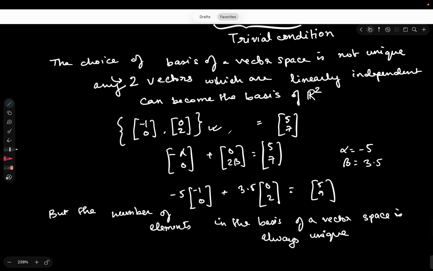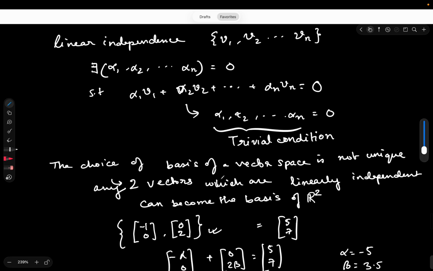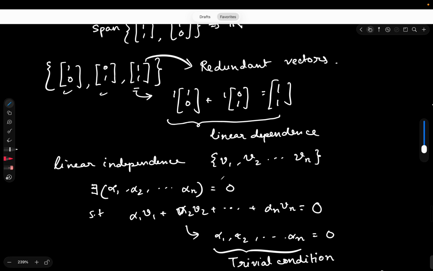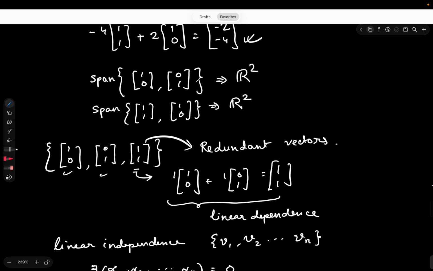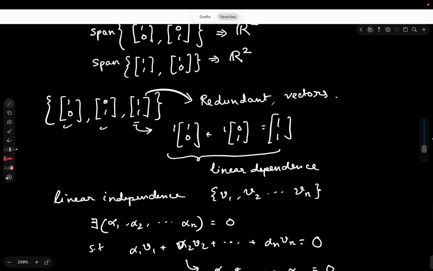And the span, as we said, is all the vectors which we can obtain from the basis of that specific vector space. So this is R2. If we take three linearly independent vectors, then the span would become R3, and so on.